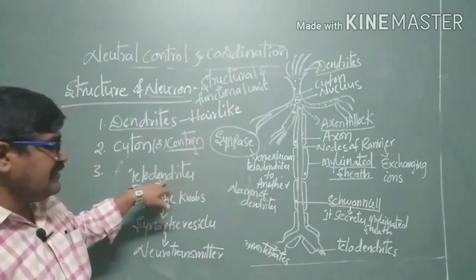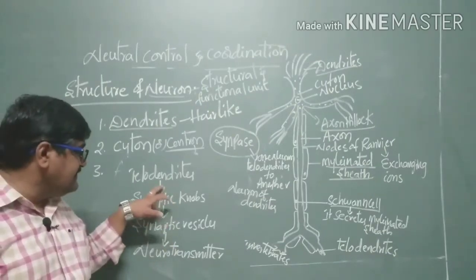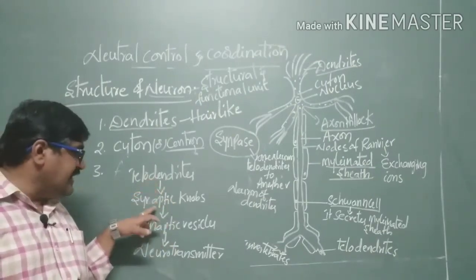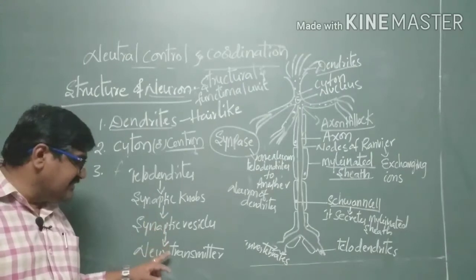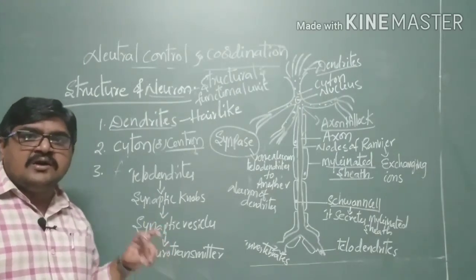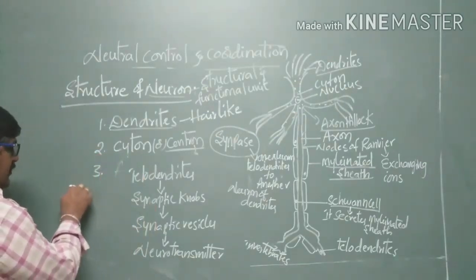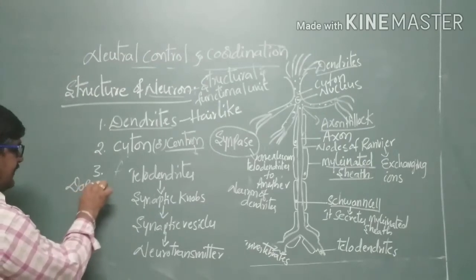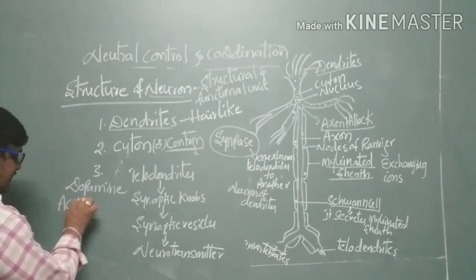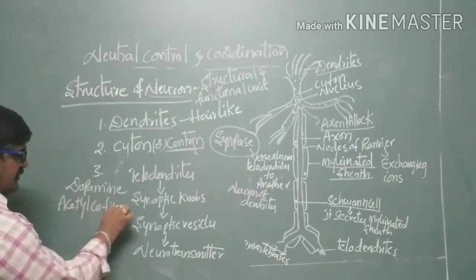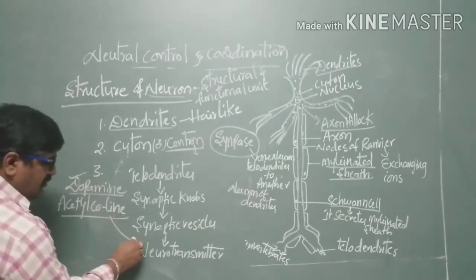When information passes from the dendrites of one neuron to the telodendrites to the dendrites of another neuron, we call it a synapse. These telodendrites secrete synaptic knobs. These synaptic knobs secrete synaptic vesicles. These synaptic vesicles secrete the neurotransmitters. There are two types of neurotransmitters in our body: one is dopamine, and the second one is acetylcholine.